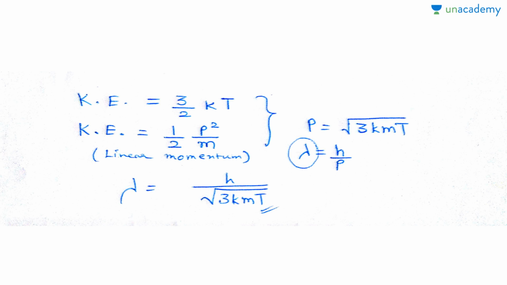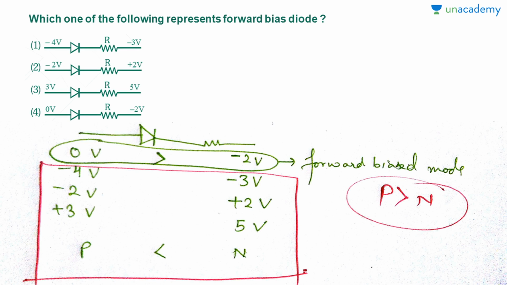Now let us look at another problem. Which one of the following represents a forward bias diode? So this is a diode. These are the four conditions given, and it is asking which one is the forward bias.